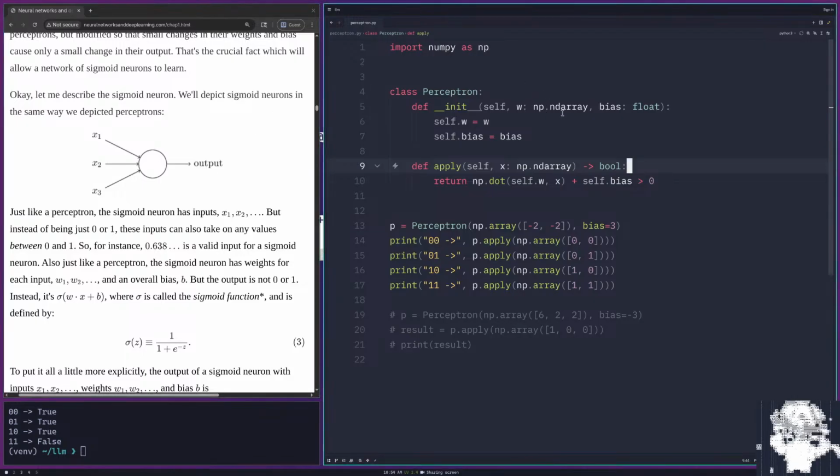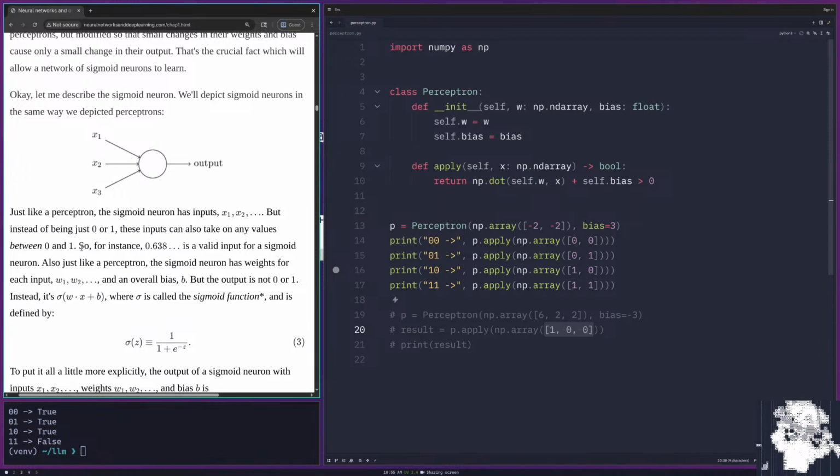So I guess I jumped the gun a little bit, because my perceptron inputs could also do that. I didn't force my perceptron inputs to be Booleans. They were already able to be any number. Okay, so for instance, 0.638 is a valid input for a sigmoid neuron.